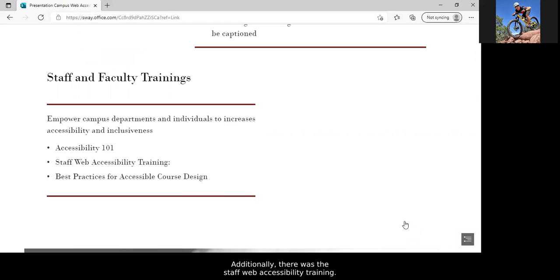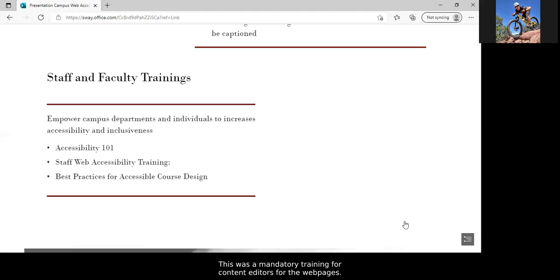Additionally, there was the staff web accessibility training. This was launched in January of 2020. It engages staff and student employees with modules to remediate and create accessible content in the different modalities. It was also offered asynchronously or in a hybrid format. It was more oriented for staff and student affairs departments.